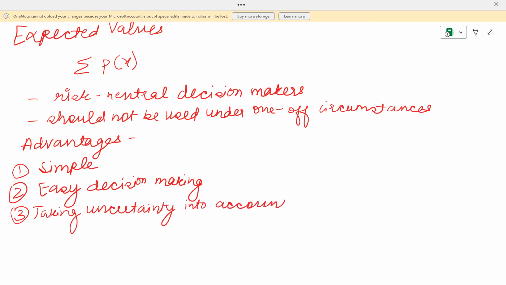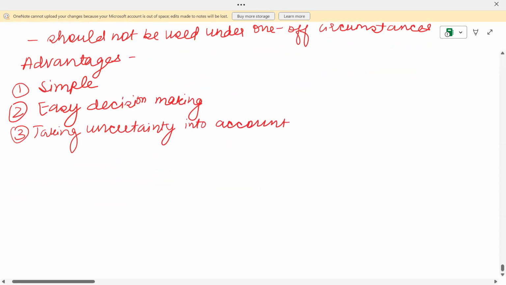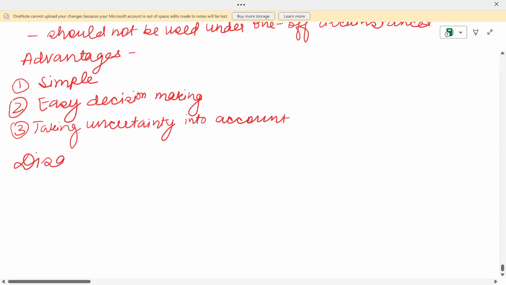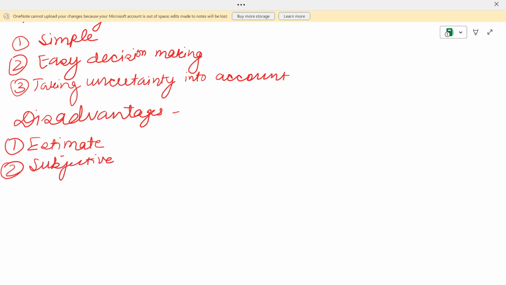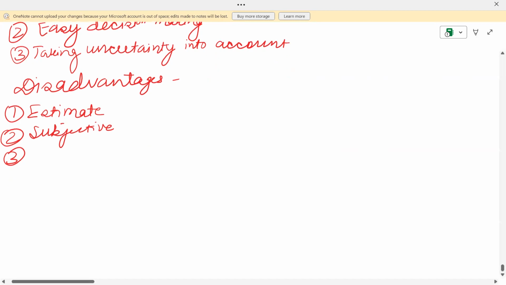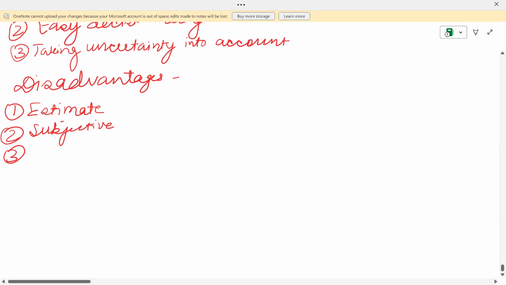Now let's talk about a few drawbacks or disadvantages of expected values. The list is a big one. First of all, probabilities are only an estimate. So it may or may not be true, and probabilities are usually subjective. I may think that the probability is 0.3, you may think that it's 0.35. So these are subjective.